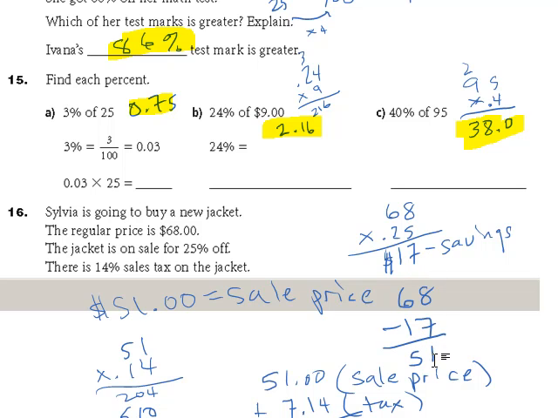So how do we figure out what the sale price is then? It's 68, the original price, minus the savings to give me $51. That's the sale price. You only pay tax on the sale price. So now we take 51, multiply it by 0.14. I don't know which province this is, but it gives you 14% sales tax. And that's going to give you $7.14 in tax. So you just simply add the 51 and the 7.14 to get a total of 58.14.